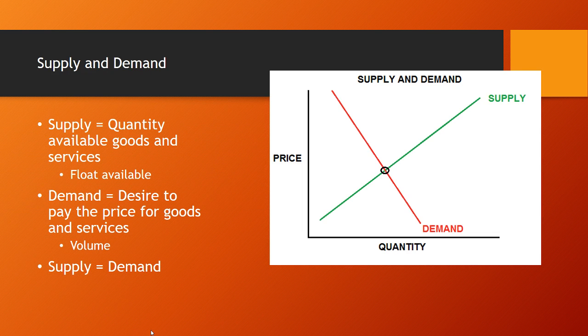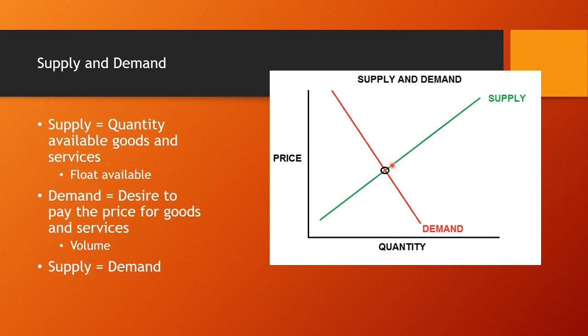Before we can get into support and resistance, we need to understand the concept of supply and demand. In supply and demand, you have two curves. There's a supply curve and a demand curve. And when these two curves intersect, you would get a price. In terms of trading, the supply curve is based on the float available, while the demand curve is measured based on volume.